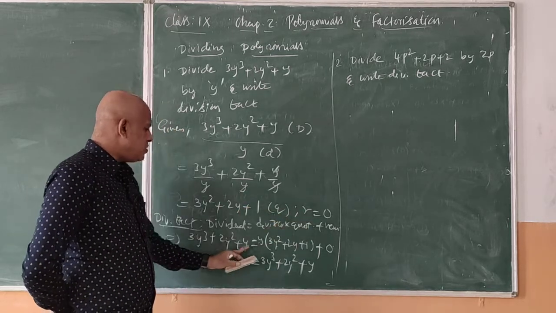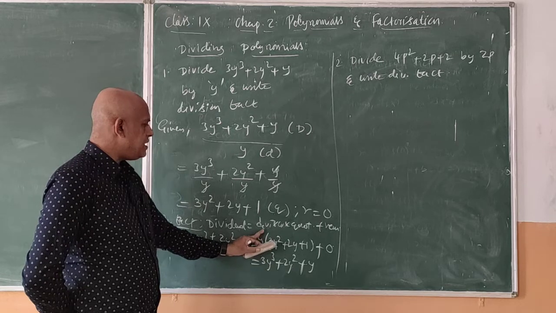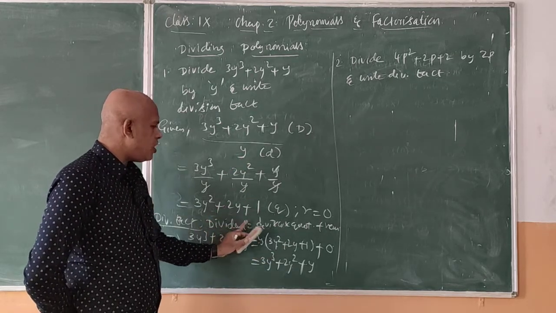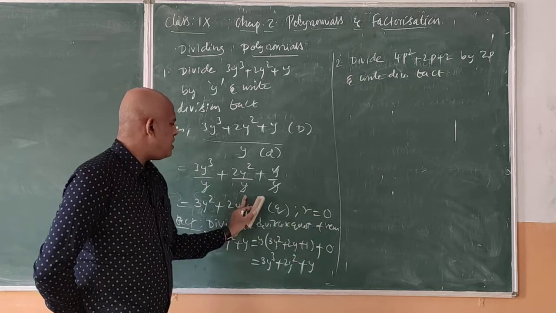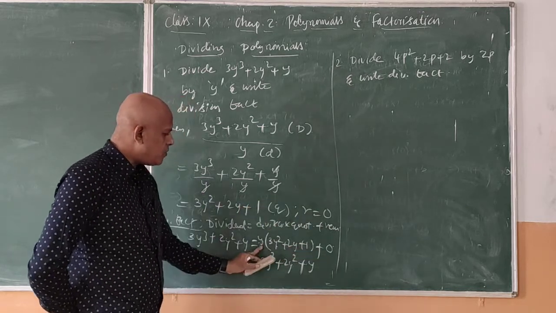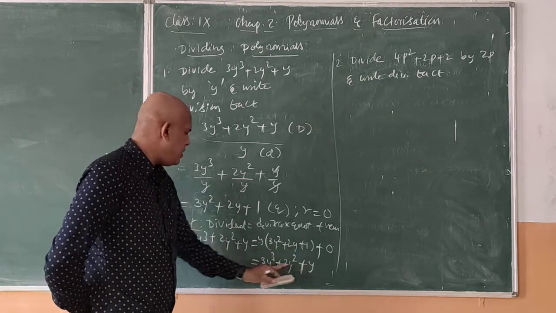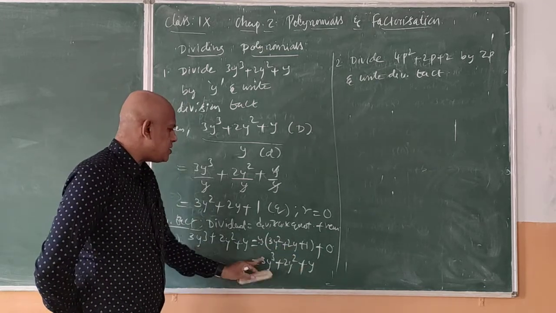Remainder is 0. So dividend is equal to divisor into quotient. What we are dividing, that is y, into the quotient, 3y square plus 2y plus 1, and the remainder is 0. So multiplying y into 3y square, 3y cube, y into 2y, 2y square, y into 1, y. So here LHS is equal to RHS. So this is division fact.